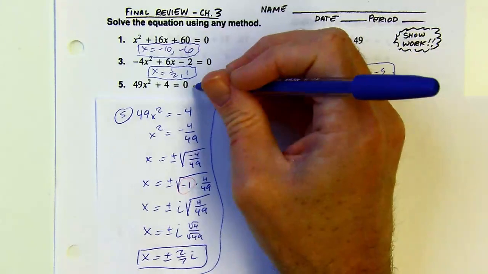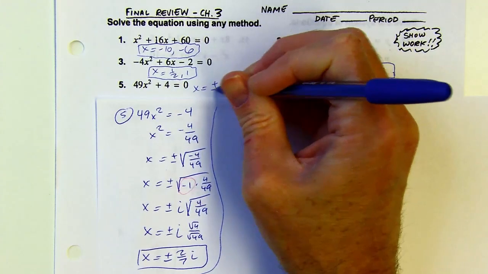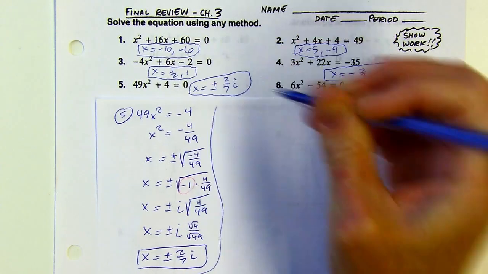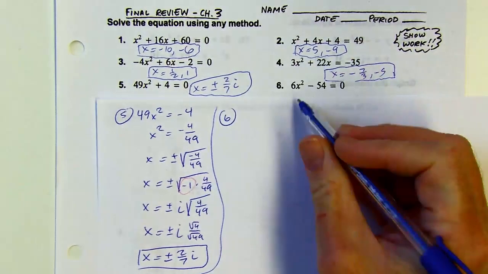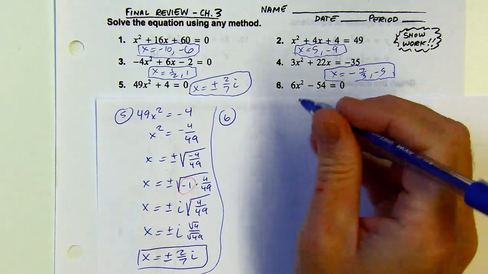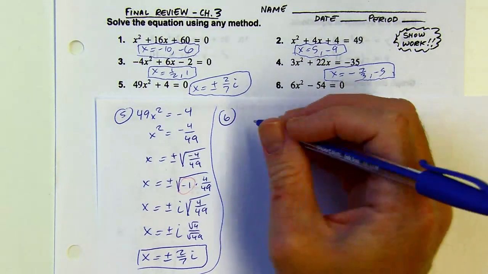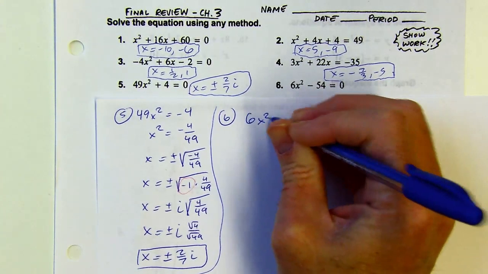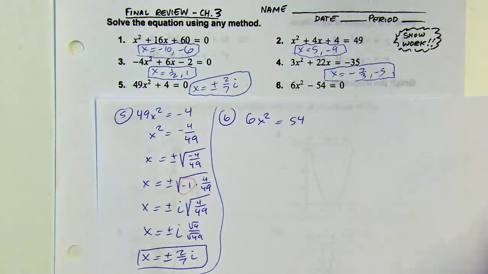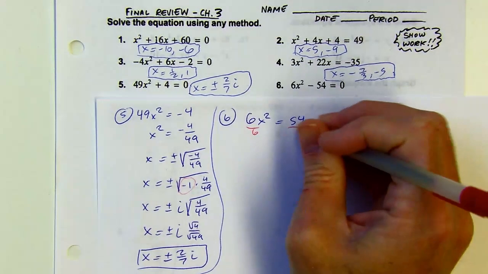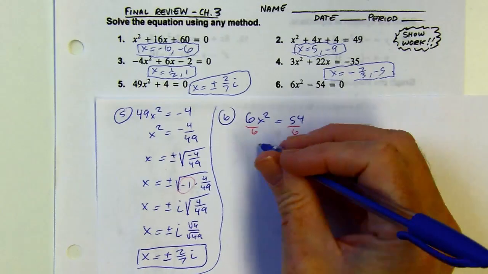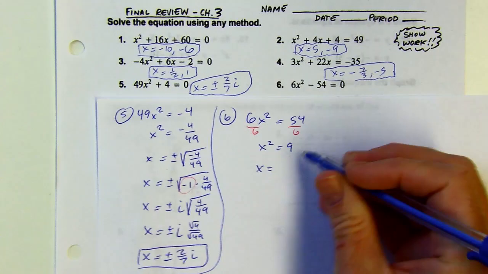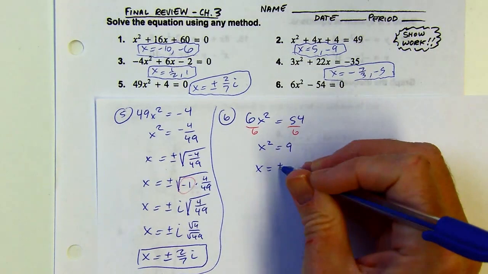Let's try number 6. Oh, let me put my answer in here. All right, number 6, I'm going to add 54 to both sides first. You could actually factor this one too. That would work too. So let's see, 6x² equals 54. I'll divide by 6. x² is going to equal 9. Take the square root of both sides, so it's not just going to be 3, it's going to be plus or minus 3.